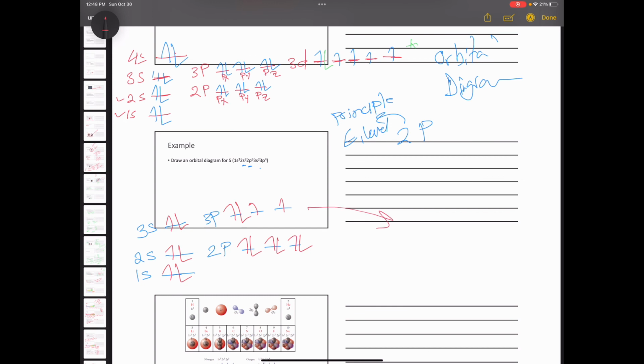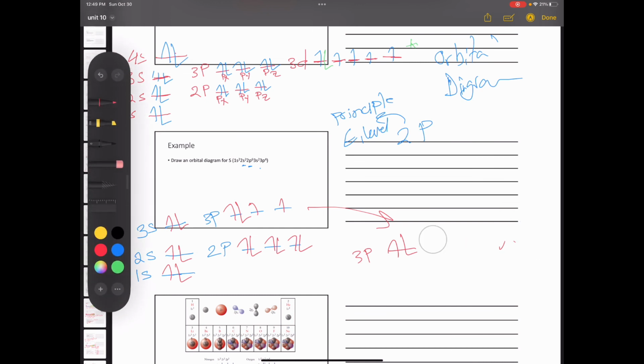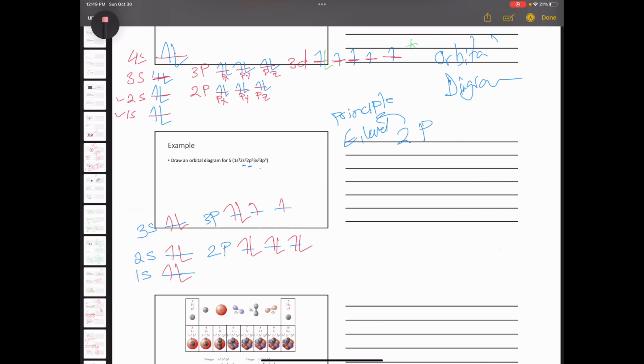Common mistake: people will do something like this with the 3p. Instead of following Hund's rule and the Pauli exclusion principle, for 4 electrons they will do 1, 2, 1, 2. And again, that is incorrect, similar to the d scenario that I just talked about. This is extremely unstable, and it does not happen. You start with single electrons, and then you go back and couple.